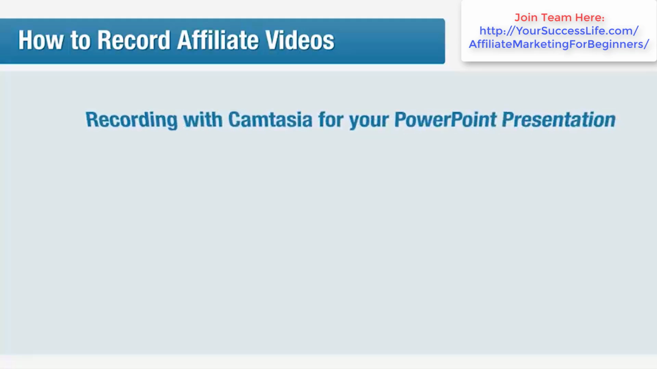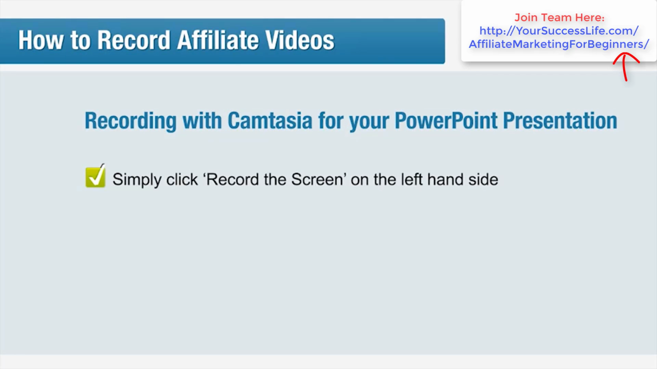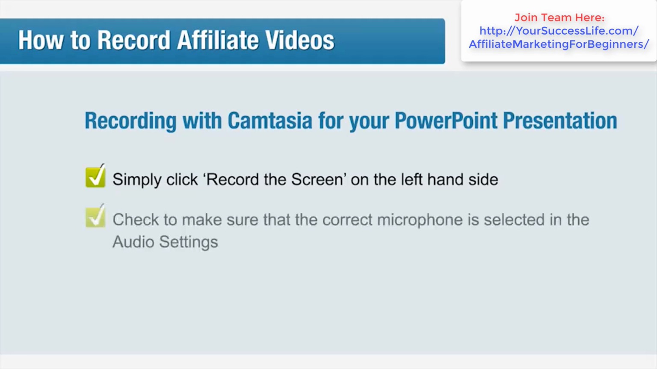To record your video in Camtasia, you simply click on a button that says record the screen on the left hand side, and then make sure that you check to make sure that your correct microphone is selected in the audio settings, because the default might not actually be your Audio-Technica USB microphone. Even though you've plugged it in, it might be recording audio straight from, say, your laptop or from somewhere else, in which case it might not sound right, and that's because it's not actually recording from your microphone. So make sure you double check that.